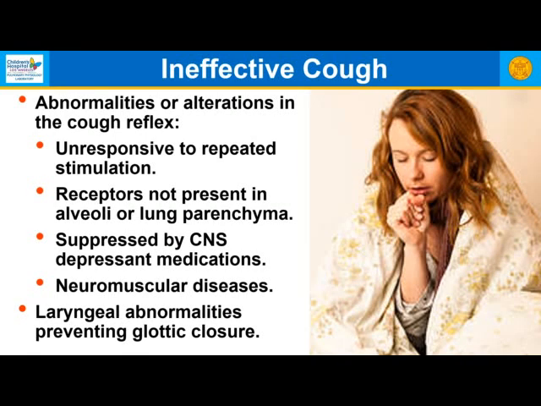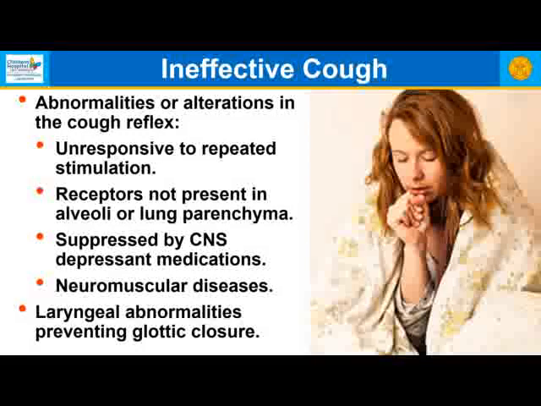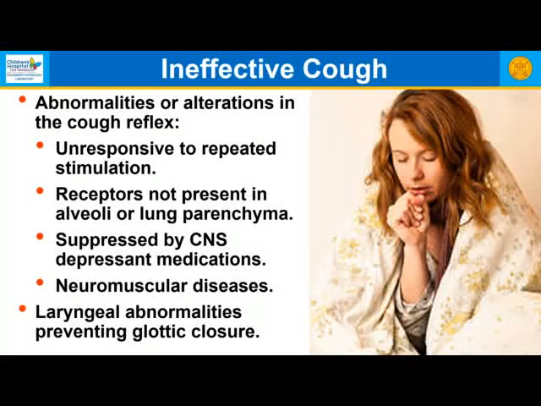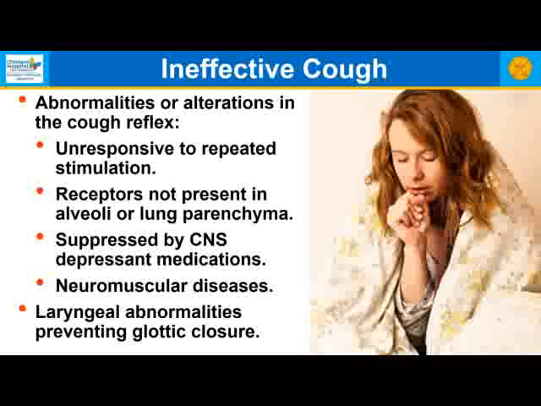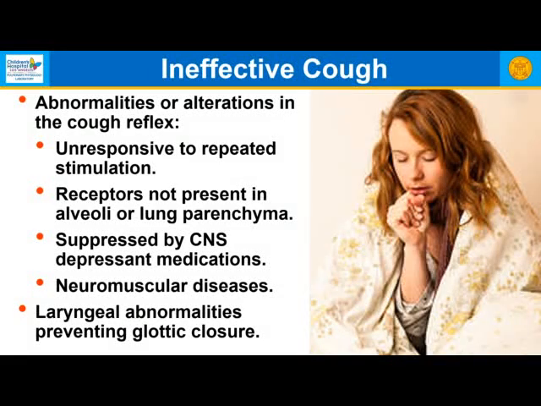They can be suppressed by CNS depressant medications. And of course, neuromuscular diseases don't affect the cough reflex, but affect one's ability to generate a forced pressure. Laryngeal abnormalities preventing glottic closure can also cause an ineffective cough. Now, cough is important. We want to remember that you want a cough to be able to remove secretion.